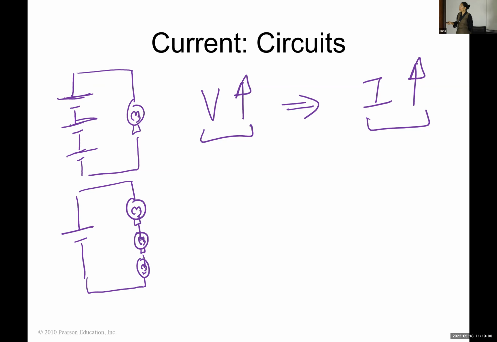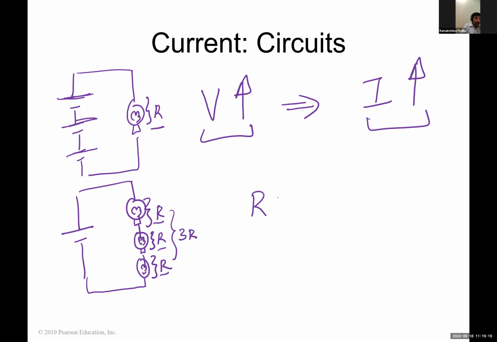So the current will decrease. Right. And so we say each of these bulbs has a resistance. Each of these bulbs has a resistance. Here, there's only one bulb, so the resistance is only R. But here, there are 3 bulbs, so the resistance is 3R. So because the resistance is higher, that is, if the resistance increases, then current is decreasing.